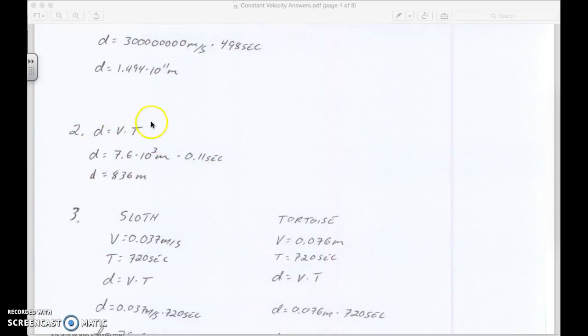Well, displacement again is velocity multiplied by time. The velocity was given at 7.6 times 10 to the 3rd meters per second. The time was given at 0.11 seconds. Multiply the two together and you get 836 meters.